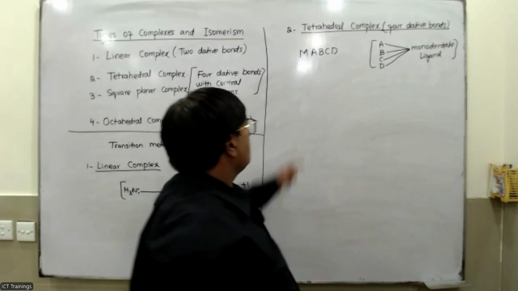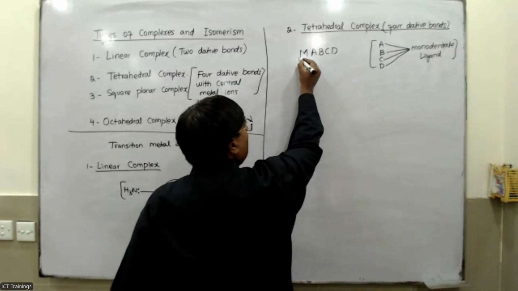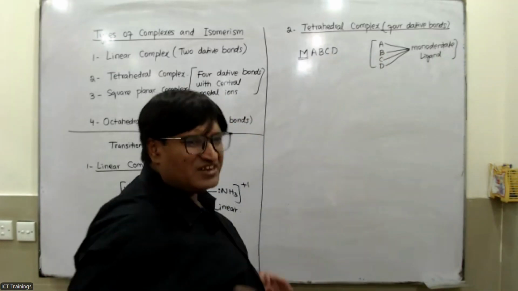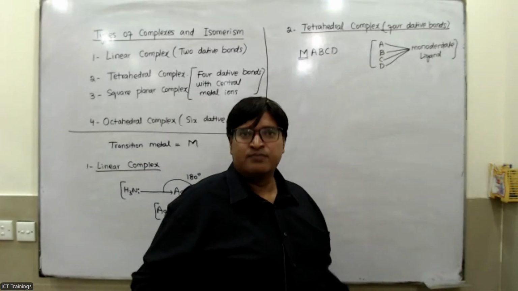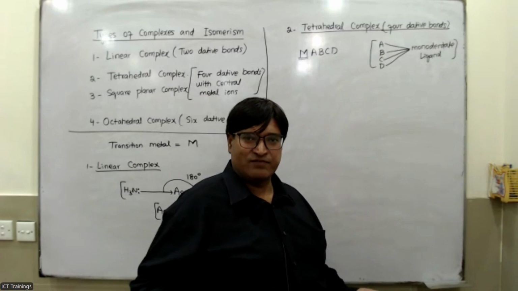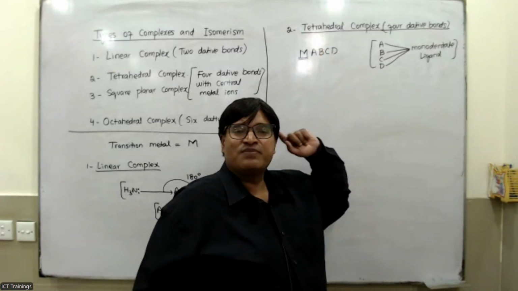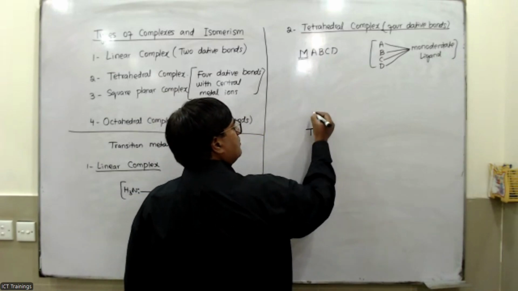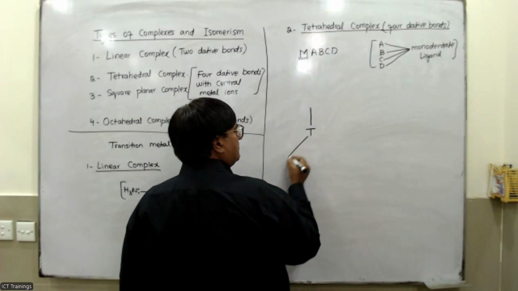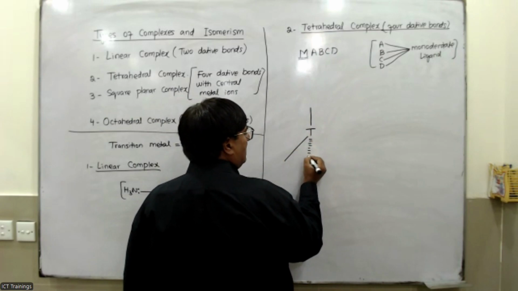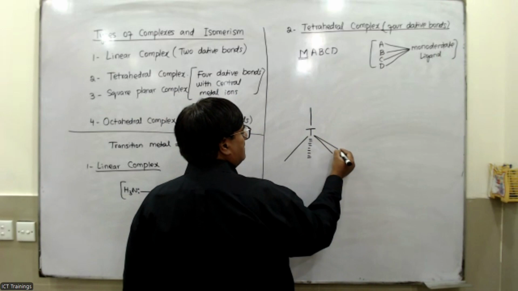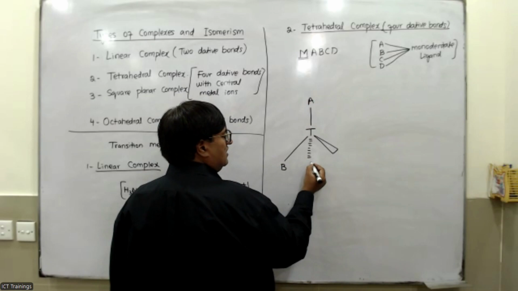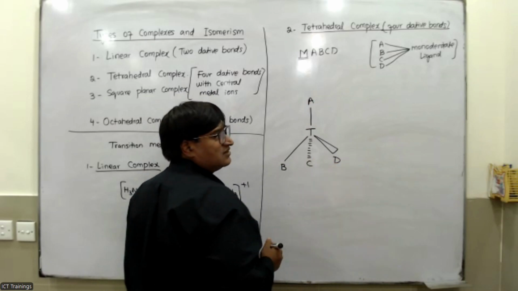So M is the metal, and A, B, C, D are all 4 different monodentate ligands. Monodentate means it can form 1 dative bond. Tetrahedral complexes have a shape like this: one line is up here, one is up here, one is a dotted line, and one is the triangle. So this is A, this is B, this is C, and this is D.